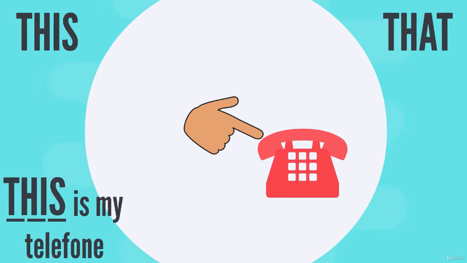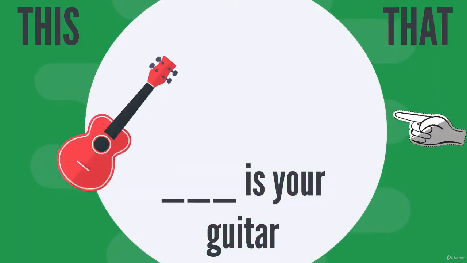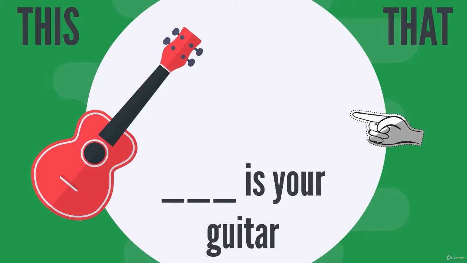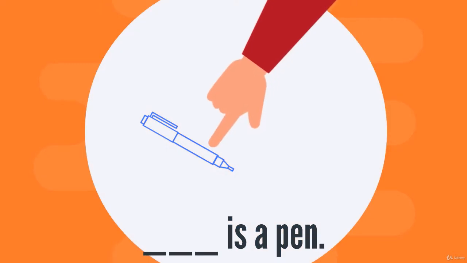This, because it's nearby. This is my telephone. Notice how the guitar is farther away from the hand. Will you use this or that? That. That is your guitar. It's because it's far away.